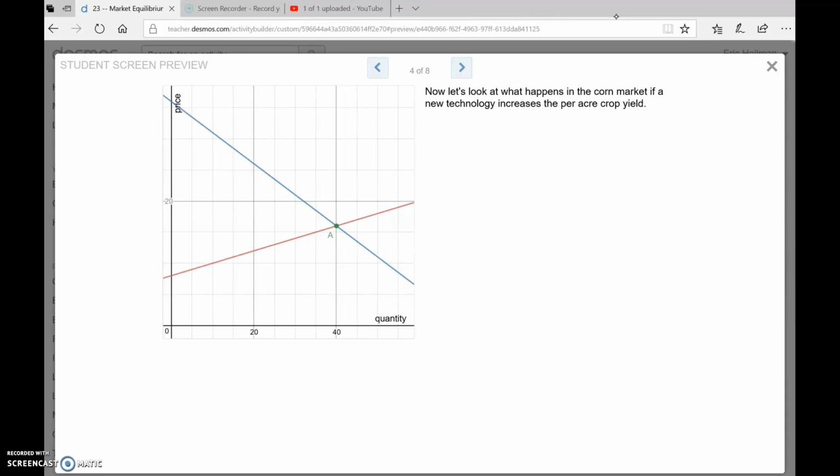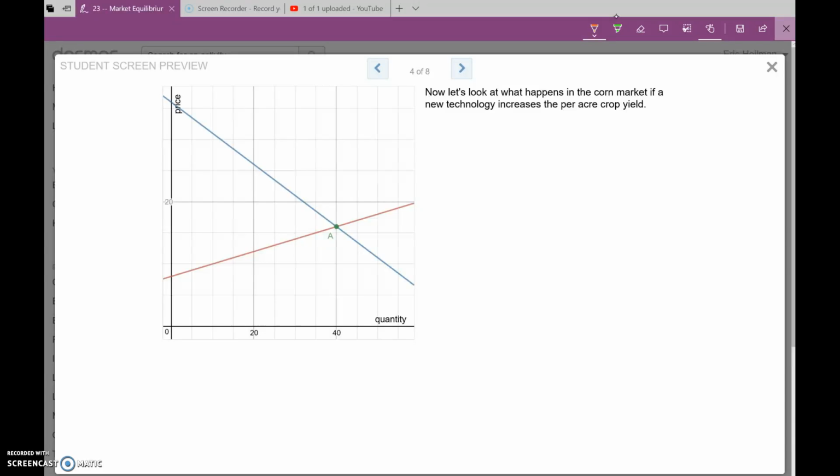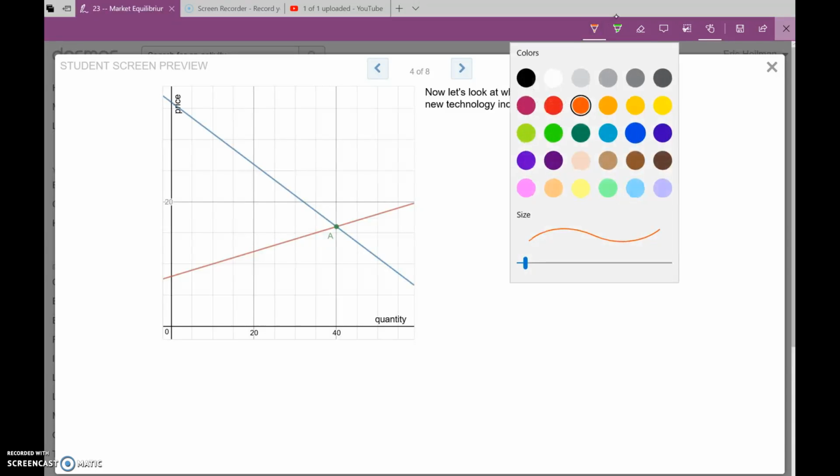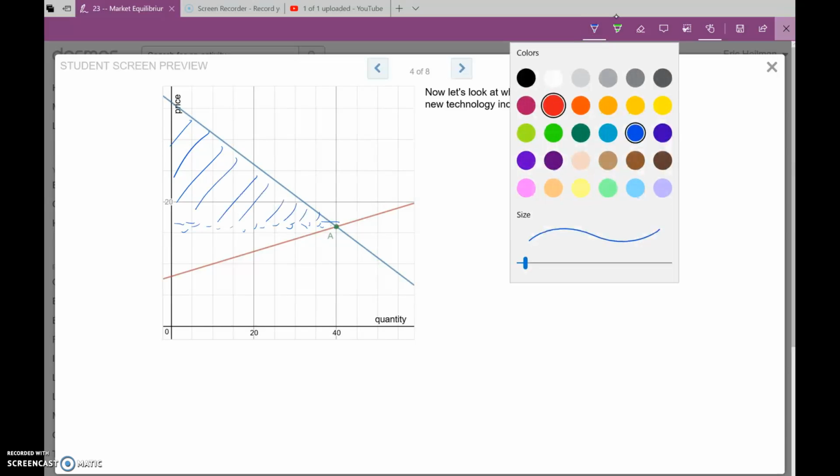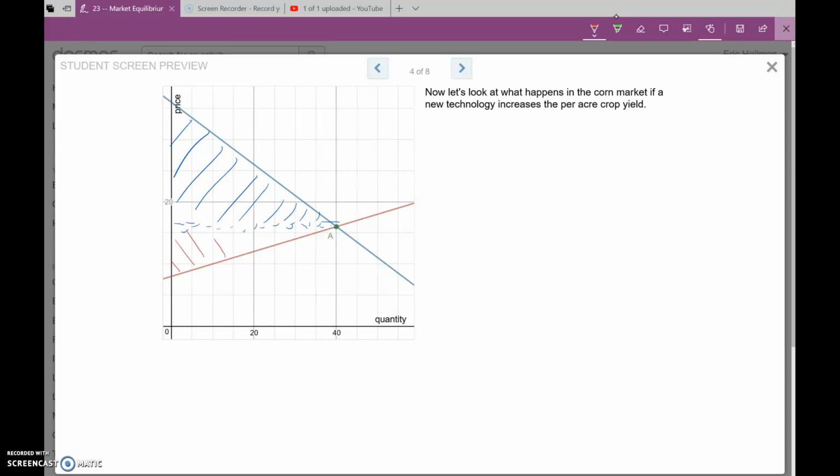Okay, so we are back to the original equilibrium here. In our original state, this is the original consumer surplus here. This is the original producer surplus down here. And now the question is asking us to look at what happens in the corn market.